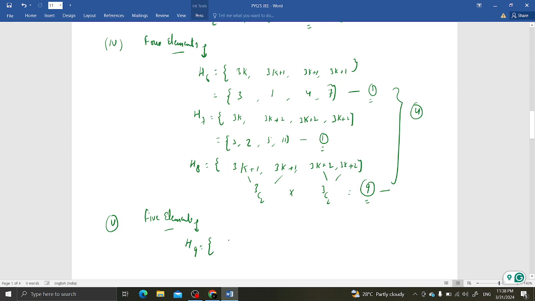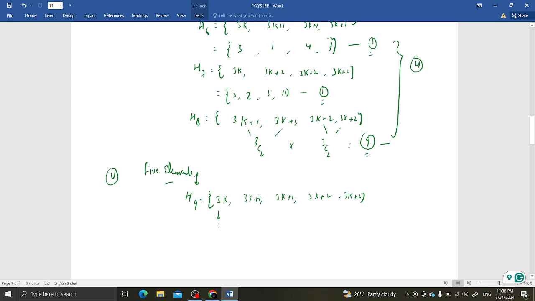For 5 elements, what can we take? 3k, 3k plus 1, 3k plus 1, 3k plus 2 and 3k plus 2. Clear? So what do we have here? From here we have 1c1. From both of them we multiply 3c2, and for both of them again we multiply 3c2, and again we get 9. Okay, this is our fifth.